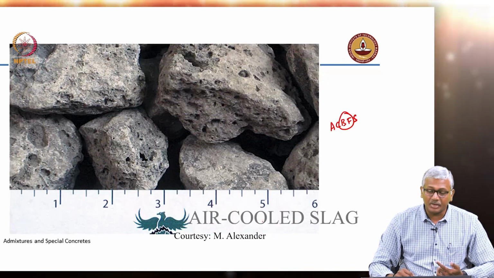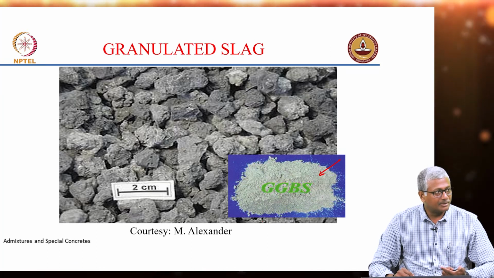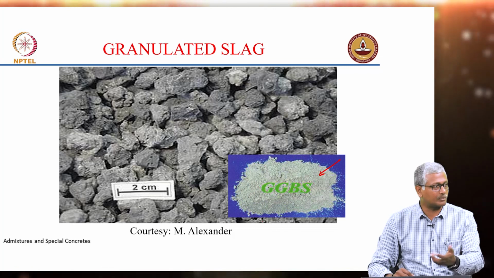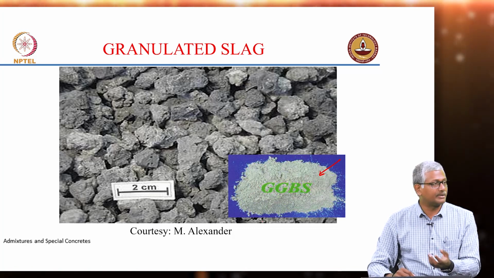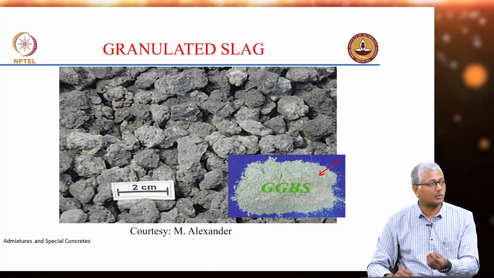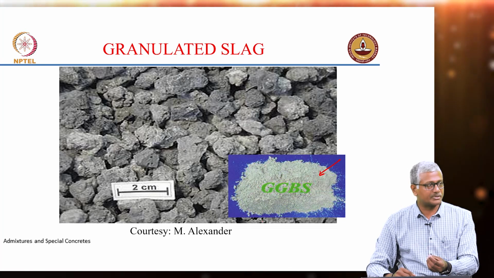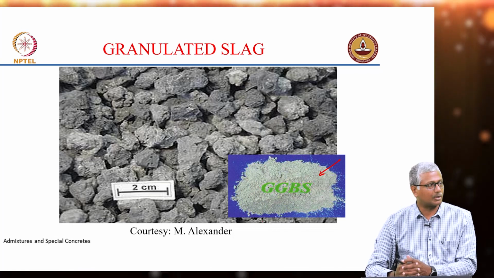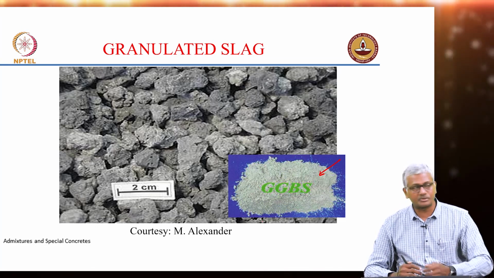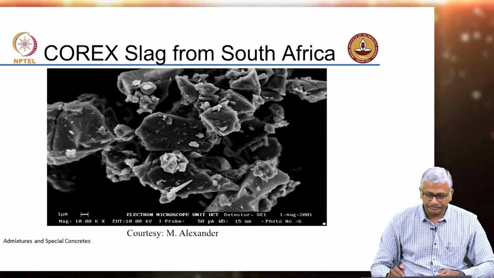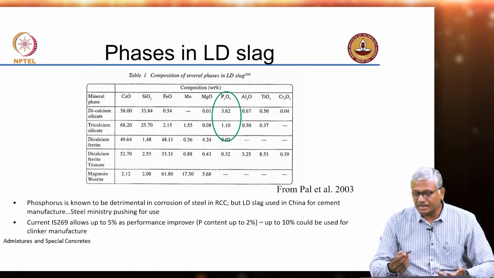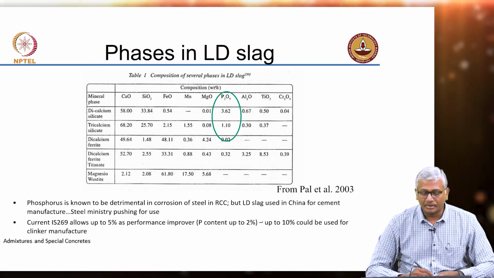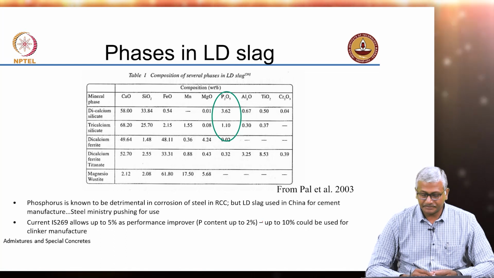But yes, you have to expend energy, either electrical energy or whatever, to grind the slag to produce the ground granulated slag. That involves a significant bit of energy, and the associated CO2 emissions have to be taken into account for slag when you are actually trying to substitute cement with slag. Okay, again as I said, LD slag has higher phosphorus content, which is not very good for steel corrosion in concrete.